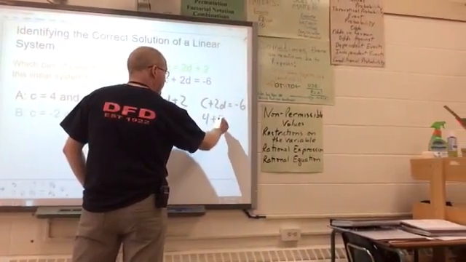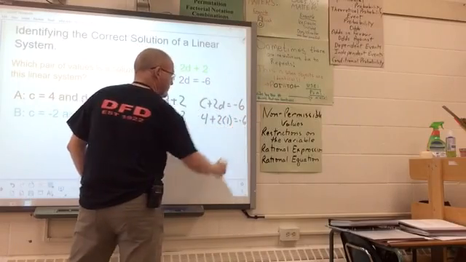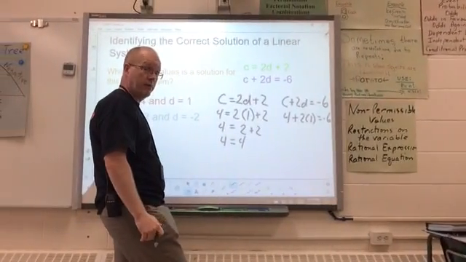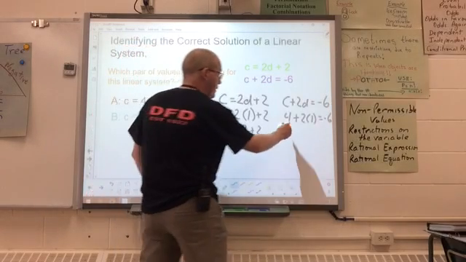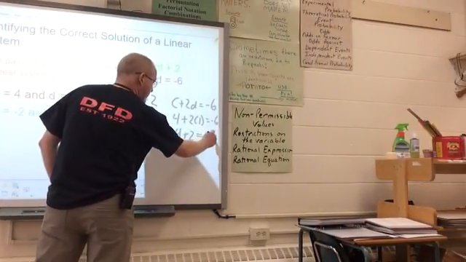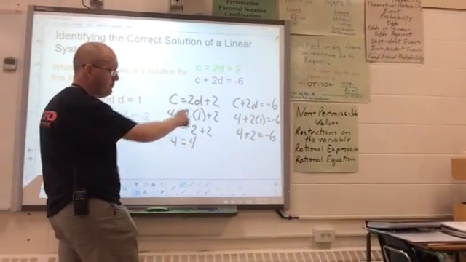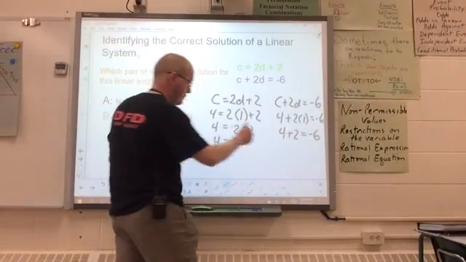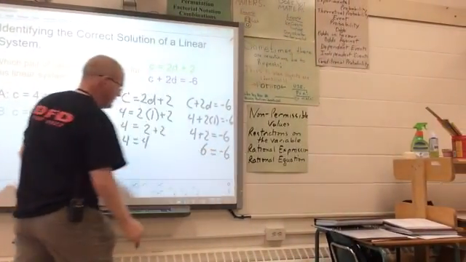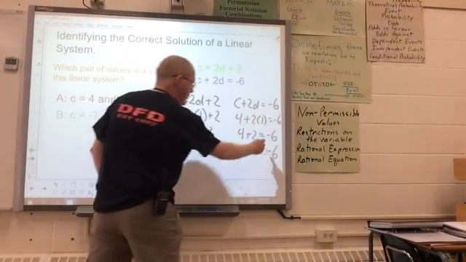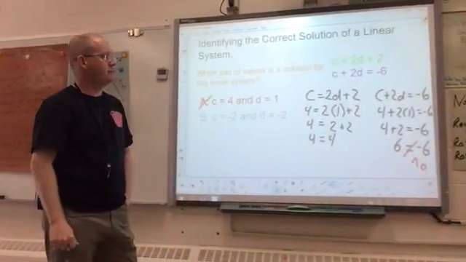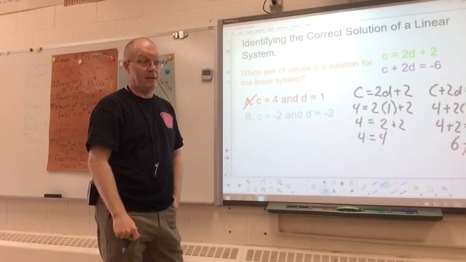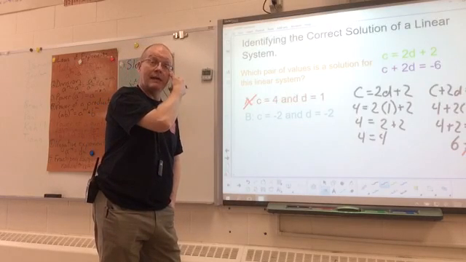4 plus 2 times 1 is minus 6. Does it work? 2 times 1 is? 4 plus 2 is? 4 plus 2 is what? Does plus 6 equal minus 6? No. So A doesn't work. Did Brooke and I get these right?